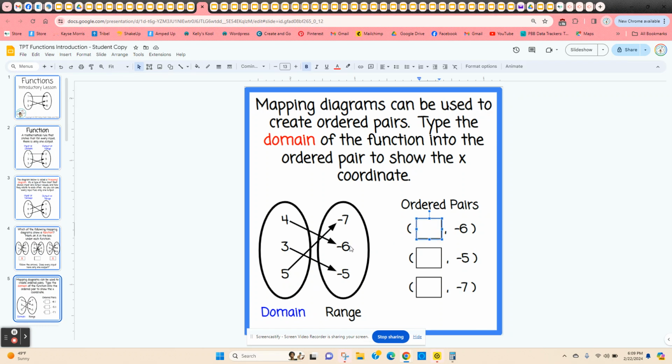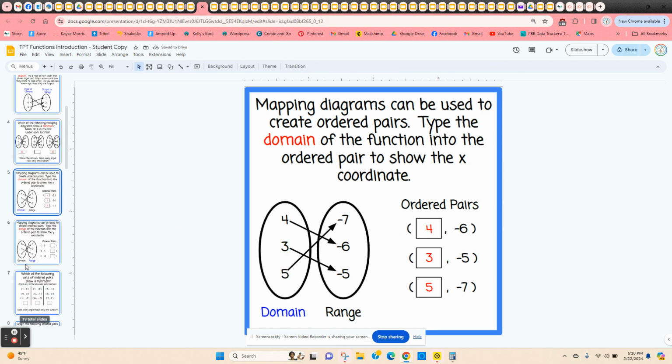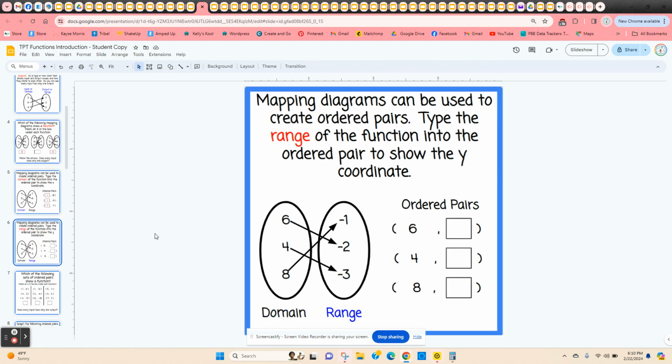So with -6 would be 4, -5, the domain would be 3, here, 3, and -7 would be 5. 5, -7. And then on the next slide, they're going to type in the range for the ordered pairs. So 6, -2, 4, -3, and 8, -1.